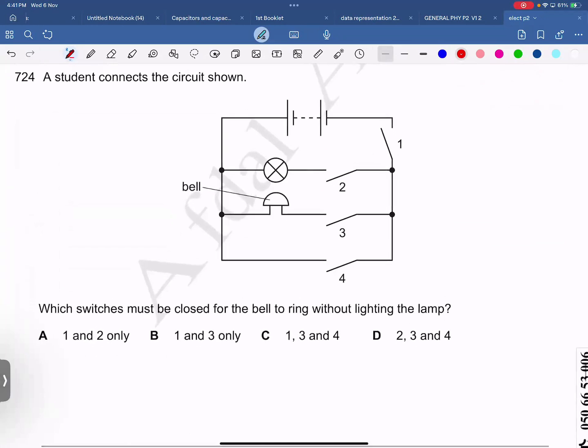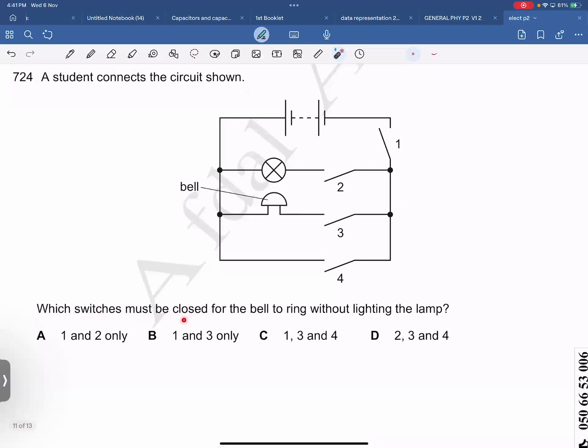Question number 24. Very easy question. The student connects the circuit as shown. Which switches must be closed for the bell to ring without the lamp? Let's go to the diagram. This one is the lamp. This one is the bell. The bell should ring, so the bell should be on. The lamp should be off. To make this bell on, current will come here, pass through the bell, and go back to the other terminal of the battery. So switch 3 as well as switch 1 should be closed. So option is B.